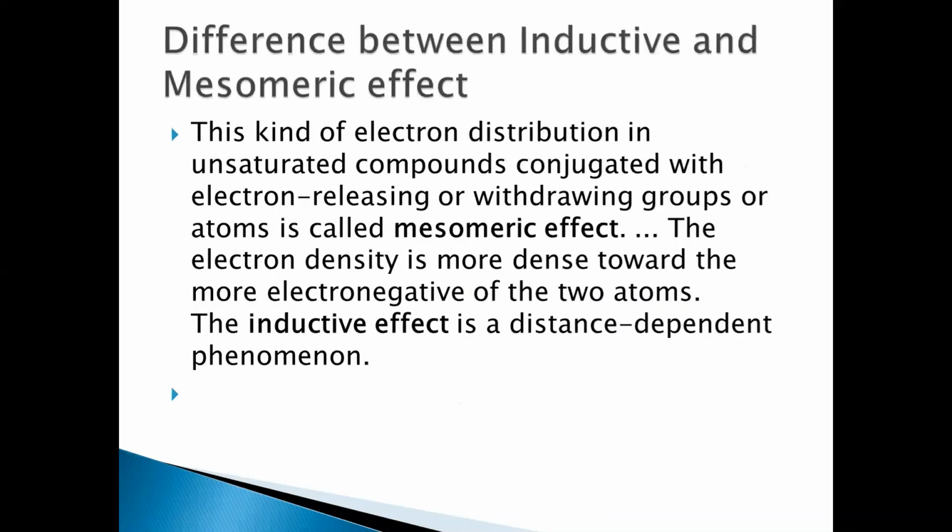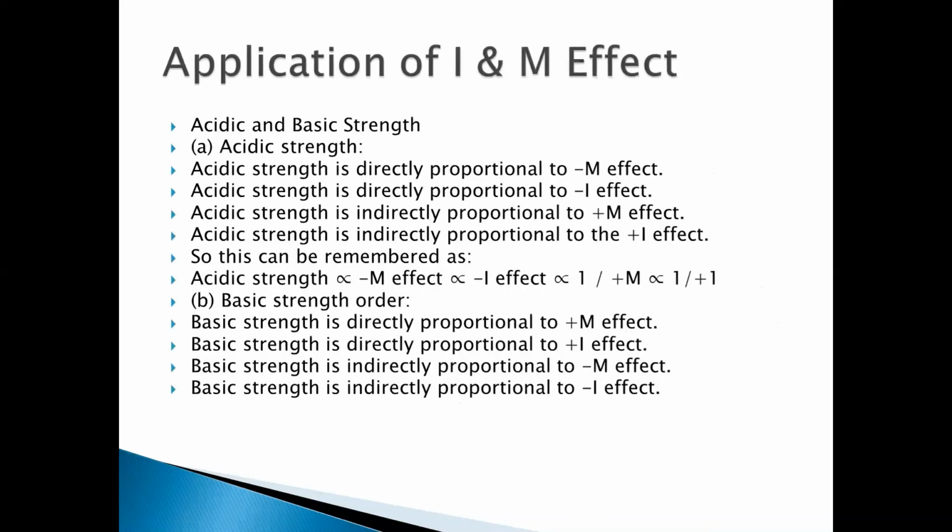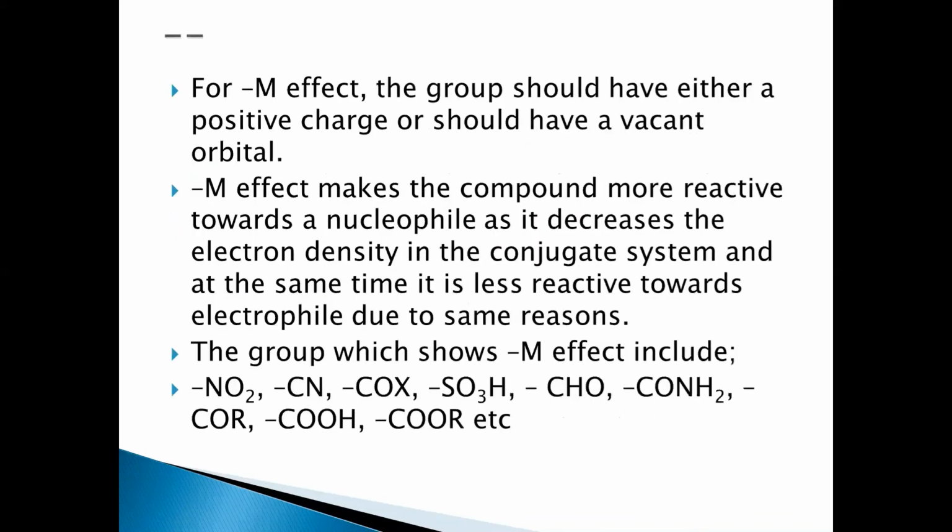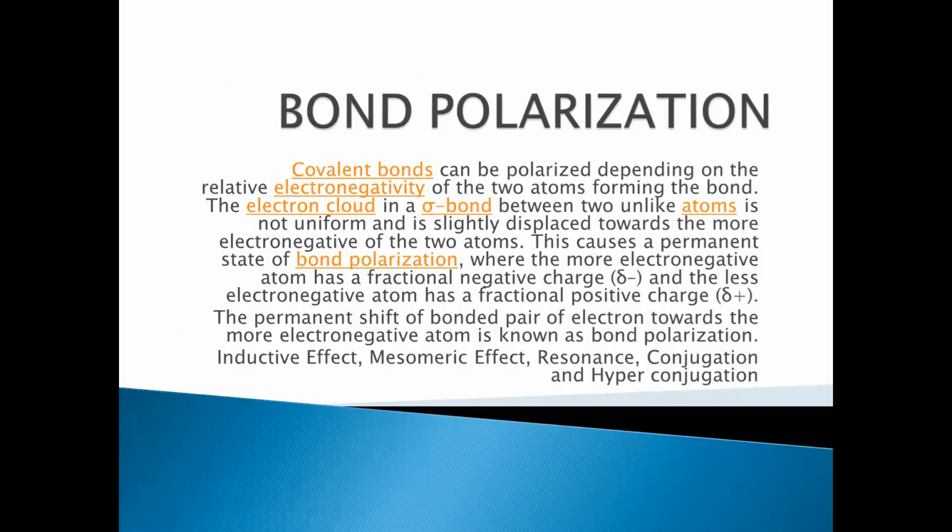So in today's class, we have completed the first topic of organic chemistry, that is bond polarization. I'll repeat once again. Bond polarization means the shift of a bonded pair of electrons towards a more electronegative group. Bond polarization is mainly a permanent effect, a permanent shift. But in some cases, the shift is temporary also. Here we are talking about the permanent shift of electrons.